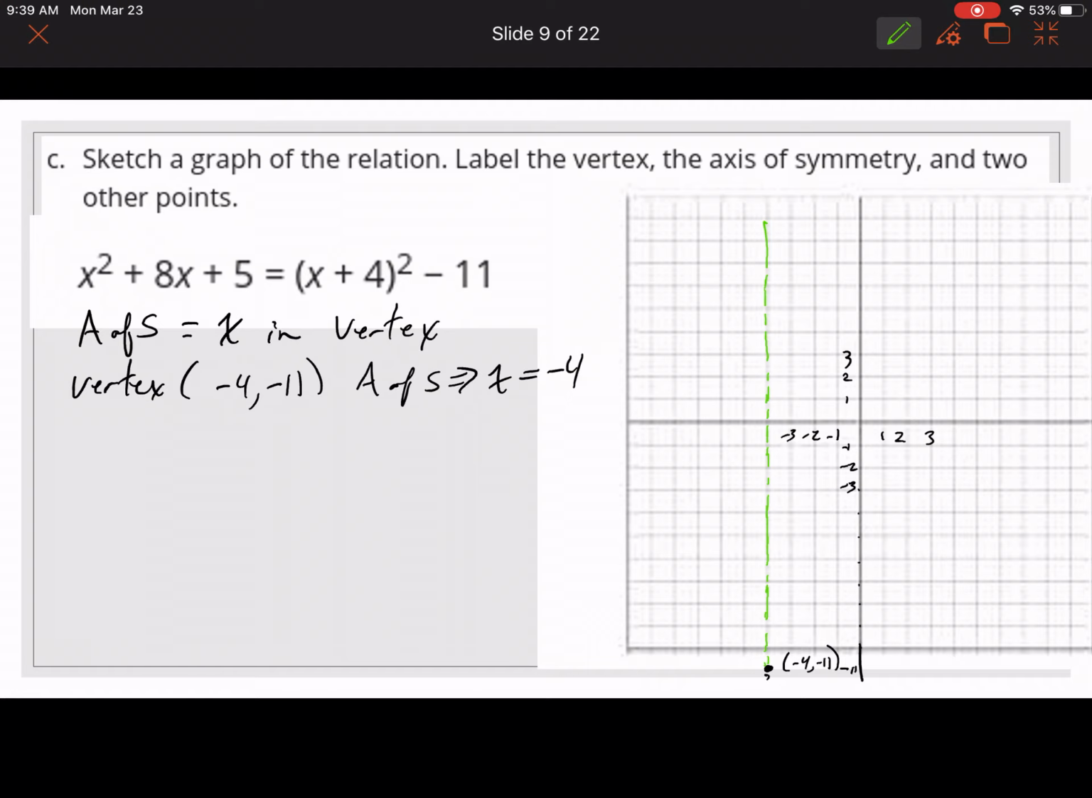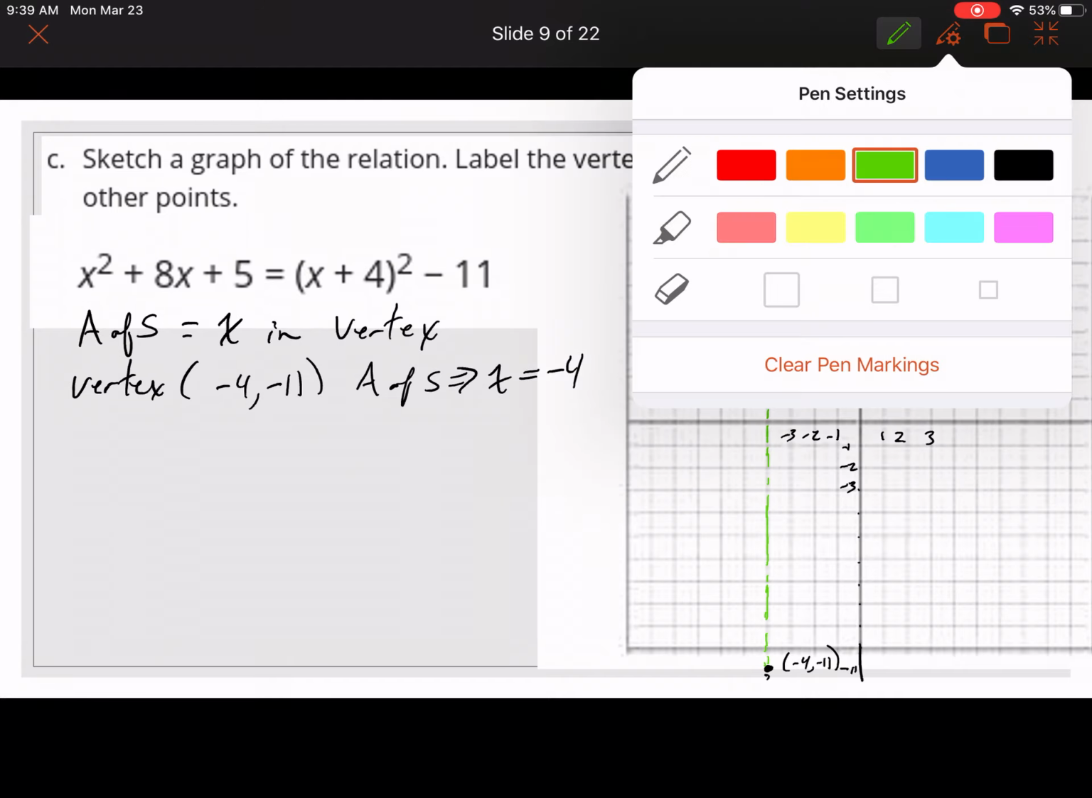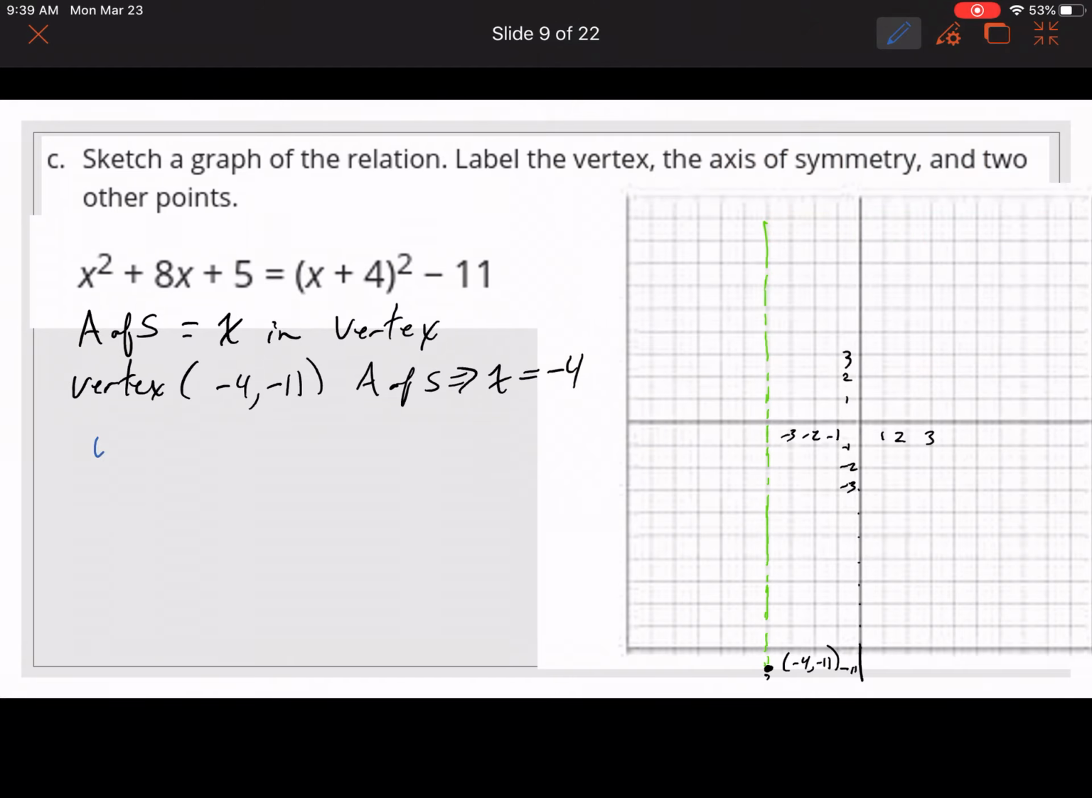Now we need to find a couple of points on this graph. So we have our equation.